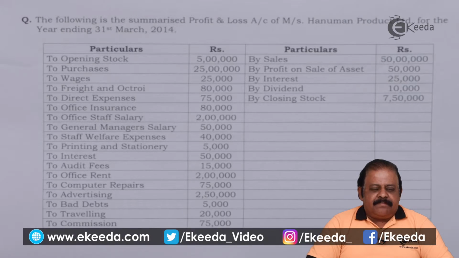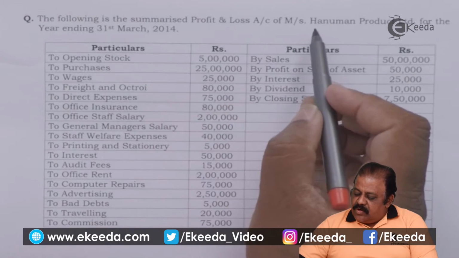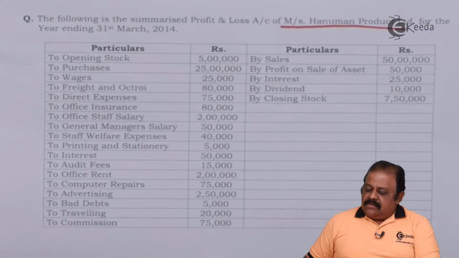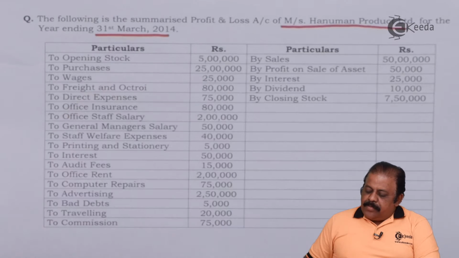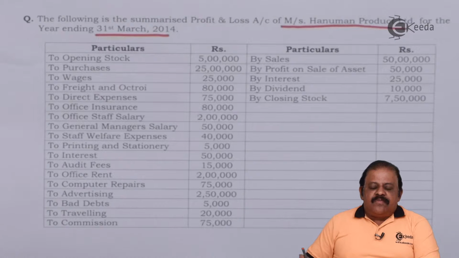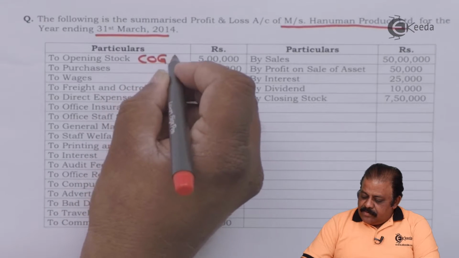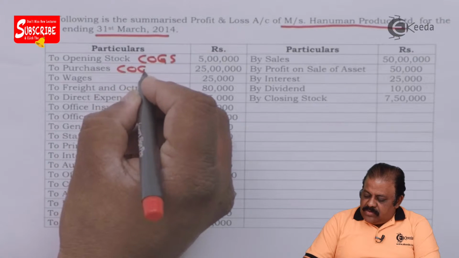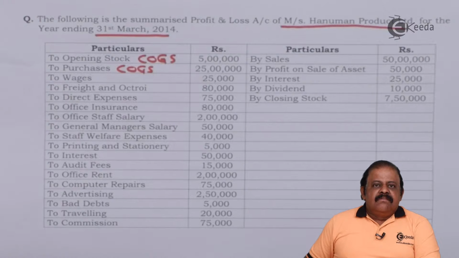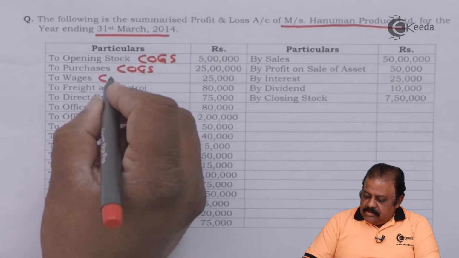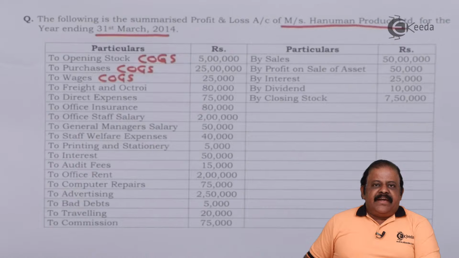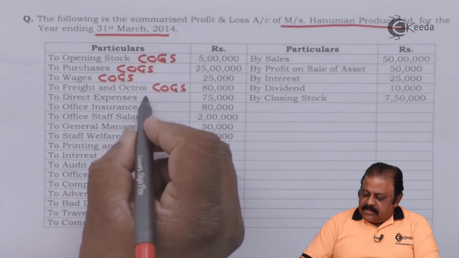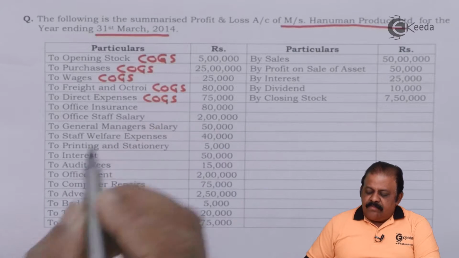Let us read the question. The following is the summarized profit and loss account of Messrs. Hanuman Products Limited for the year ending 31st March 2014. Opening stock, it will be part of cost of goods sold. Purchases, COGS. Wages, part of cost of goods sold. Freight and octroi on purchases, part of cost of goods sold. Direct expenses, cost of goods sold.